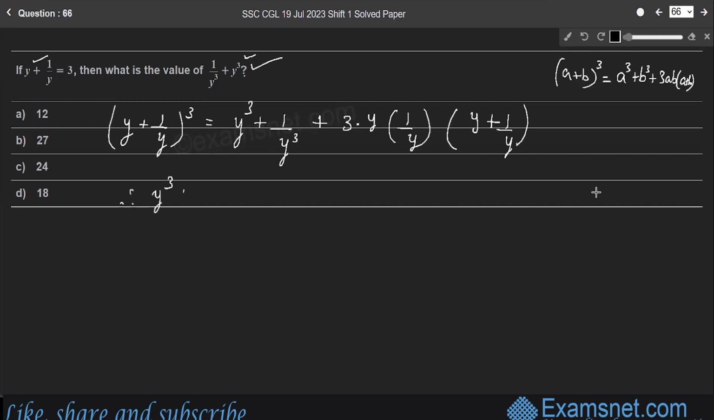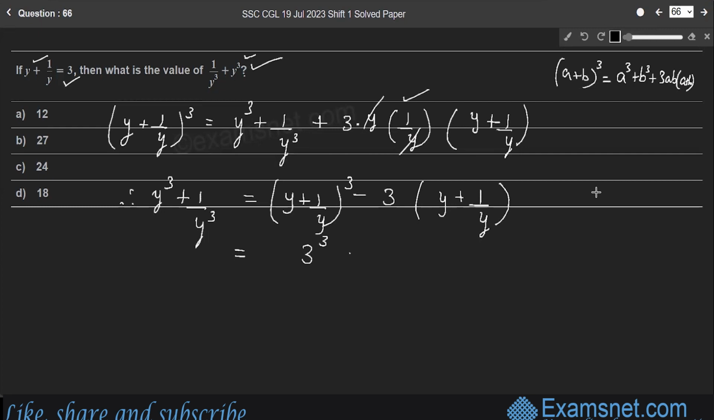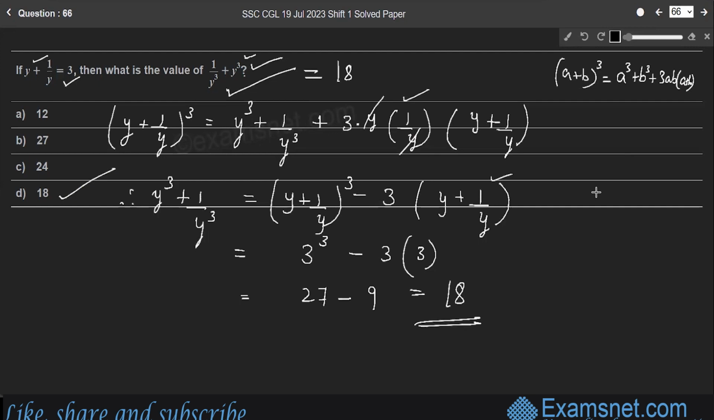Therefore, y cube plus 1 by y cube is equal to y plus 1 by y the whole cube minus 3 times this part. Here y and 1 by y get cancelled, so minus 3 times y plus 1 by y. Substitute the values here. y plus 1 by y is 3 itself, so cube of 3 minus 3 times 3. 3 cube is 27 minus 3 into 3 is 9, which is equal to 18. Therefore, 1 by y cube plus y cube is equal to 18. Option D is the right answer.